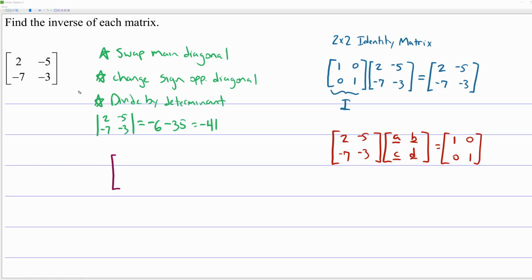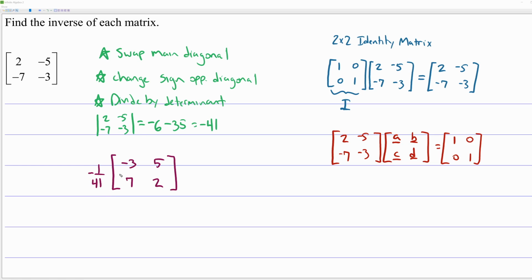You swap the main diagonal. On the main diagonal, we have 2 and negative 3. So we're going to swap those 2 numbers, negative 3, 2. On the opposite diagonal, you change the sign of these 2 numbers. So negative 5 becomes positive 5, negative 7 becomes positive 7. So swap the main diagonal, change the sign on the opposite diagonal, and then you divide by the determinant. So we're going to multiply by negative 1 over 41.